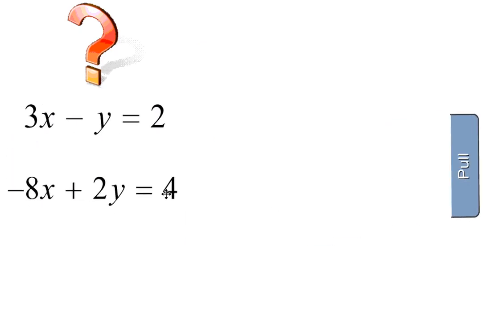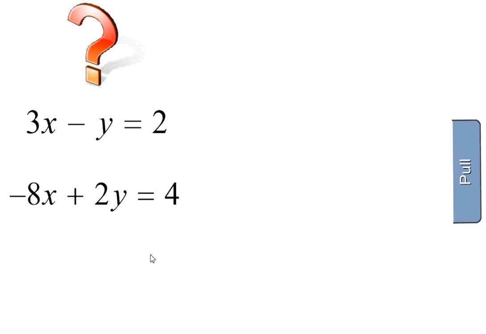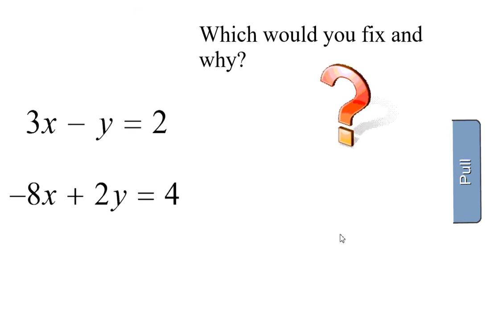This one's a little bit more involved, possibly. 3x minus y equals 2 and -8x plus 2y equals 4. Which would you fix and why? Pause the video and think about that.